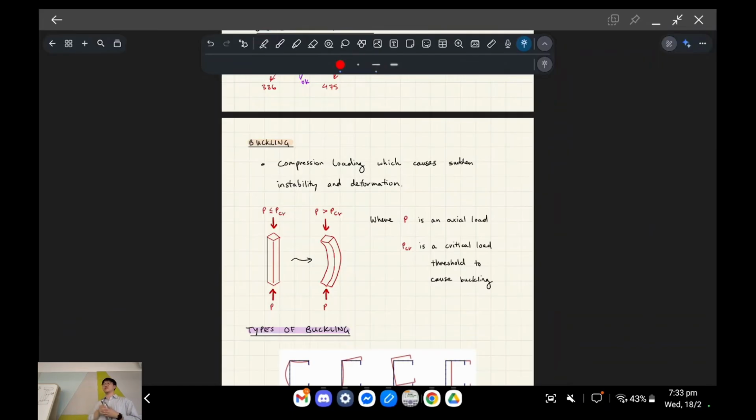And you did concrete, right? Concrete, we don't really consider buckling in that course, basically. Yeah. And we don't consider buckling in the flexion part of that course either.